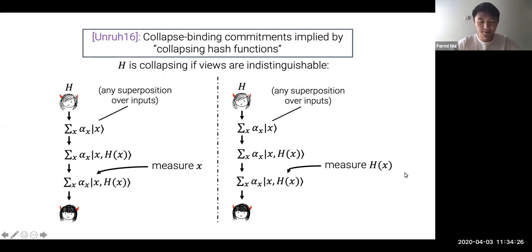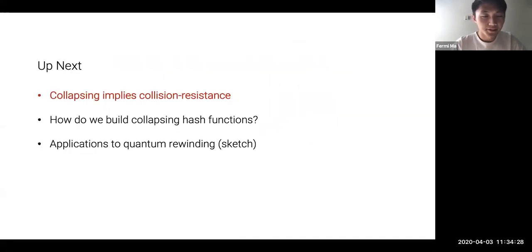All right, so for the rest of this talk, I'll touch on three things. First, how collapsing is indeed a strengthening of collision resistance. This is more of a warm-up or sanity check. Then we'll look at how we actually build collapsing hash functions, because these aren't very useful if we can't realize them. And at the very end, depending on time, I'll sketch applications to quantum rewinding, as some people have hinted.